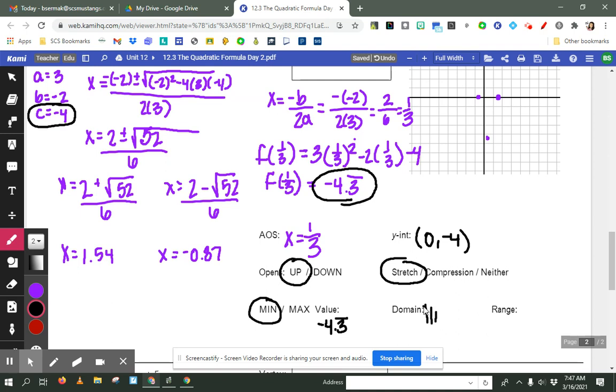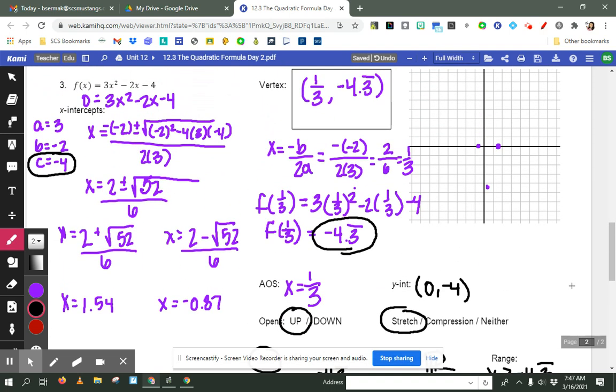My domain is all real numbers, and then my range is y greater than or equal to that min value of negative 4.3 repeating. So I'm going to plot all my points. So 0, negative 4 would be right here, and I could also put a point mirrored on the other side of my axis of symmetry. Remember, my axis of symmetry was 1/3, so it's 1/3 to the left, so I could go 1/3 to the right, and there would be my 5 points to graph that parabola.